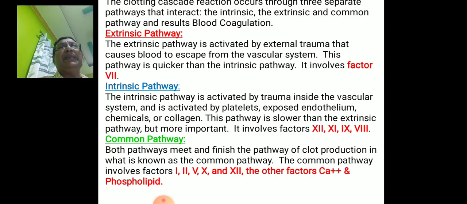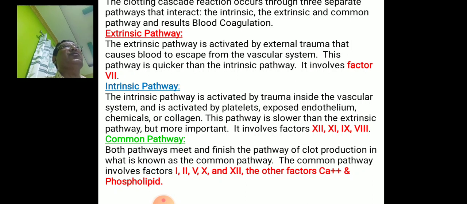Now, what is the extrinsic pathway? Extrinsic means outside the blood vessels, intrinsic means inside the blood vessels. The extrinsic pathway is achieved by external trauma that causes blood to escape from the vascular system. This pathway is quicker than the intrinsic pathway. It involves mainly factor 7. Factor 7 plays the main role in the extrinsic pathway.